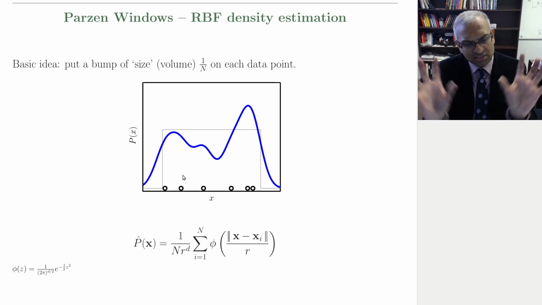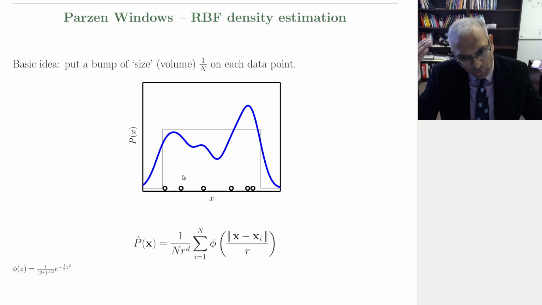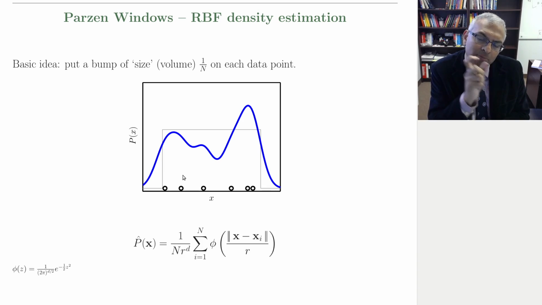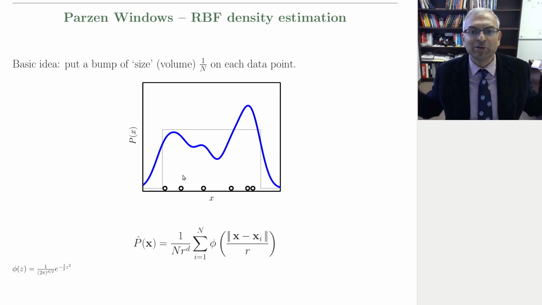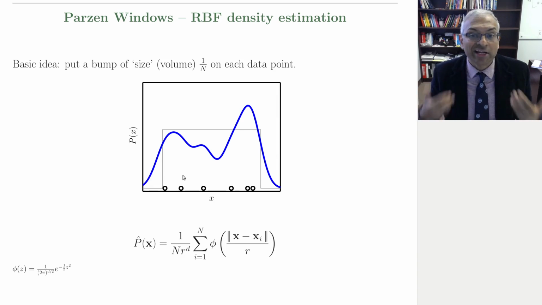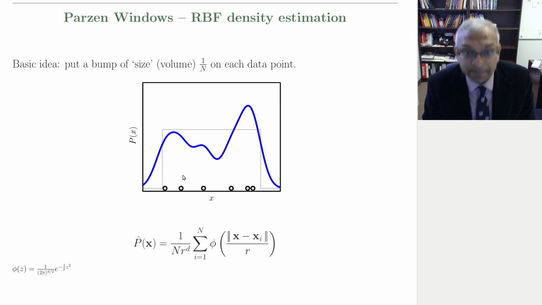So now you have, in this example, 6 bumps, and then you just add up those bumps. Now, if each individual bump is normalized to 1 over n, when you add up those bumps, the total integral will be 1. And so it's a correctly normalized probability density. And you see here what the Parzen window estimate gives us for these 6 data points.